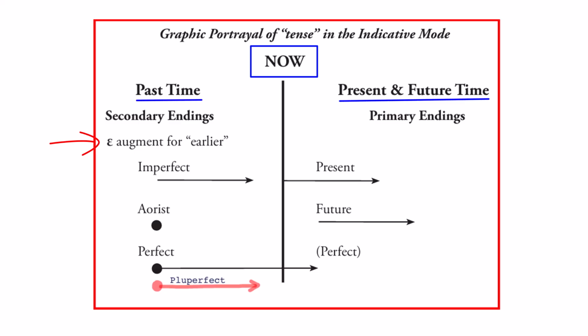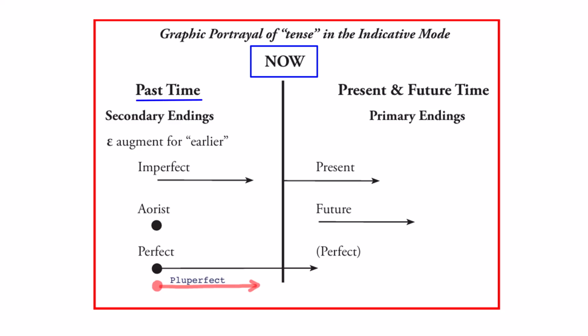The e augment is more like the English "-ed" that is added at the end of the word to show that this is past time. For example, "walked": you have "-ed" at the end to show that this is past time. So Greek adds the e augment at the beginning of the word to show past time. All the tenses that fall under the secondary endings add the e augment. These are tenses like the imperfect tense, the aorist tense, the perfect tense, and the pluperfect.